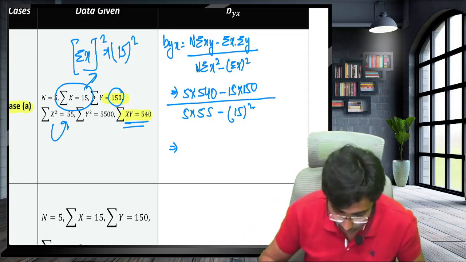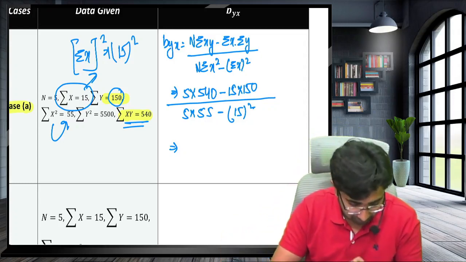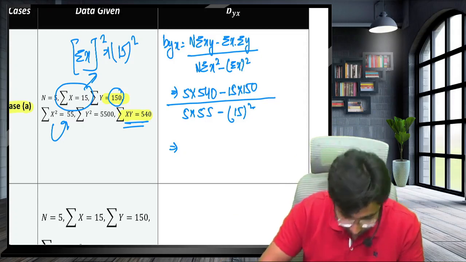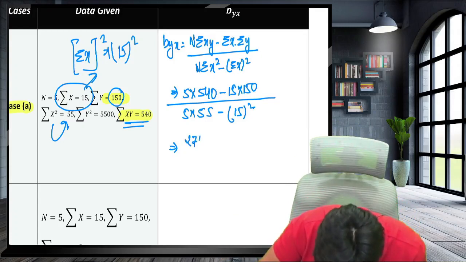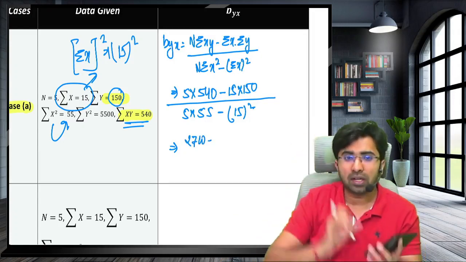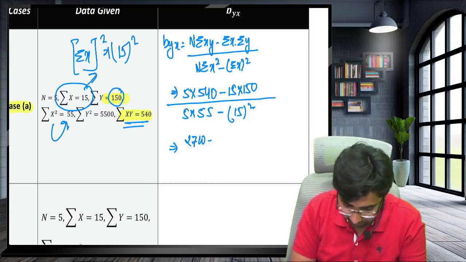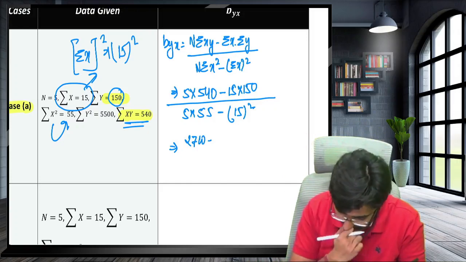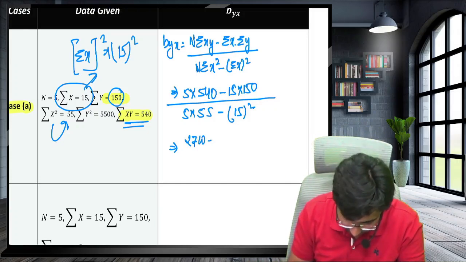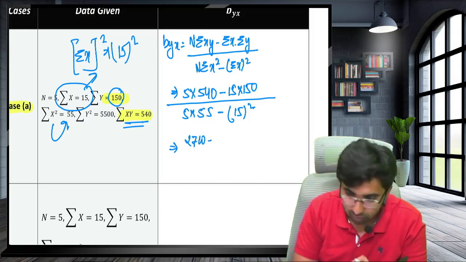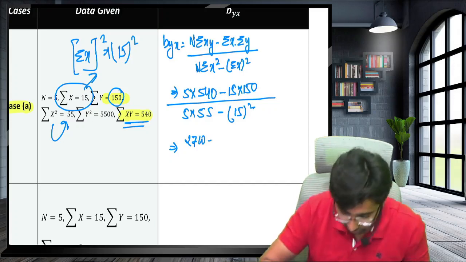Guys, what will be 5 into 540? 5 into 540, this will be 2700. You can use M plus and M minus and calculate the answer directly, but I am discussing this the long way this time. Yes, 15 into 150, summation x into summation y, yes, 2250.